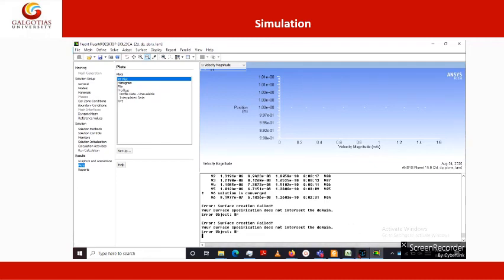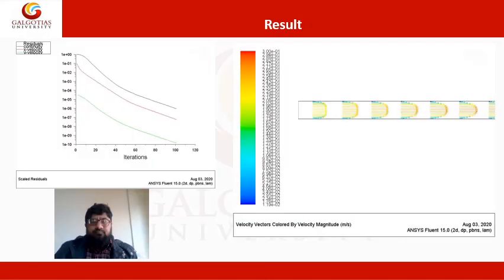So here we stop and I will share the video. So these are the results and you can see on the left hand side the residuals, as we have set up the level of the residuals to 10 to the power minus 6. As the residuals drop to that level, the solution is converged. On the right side you can see the velocity vectors and velocity contours at different sections of the pipe.